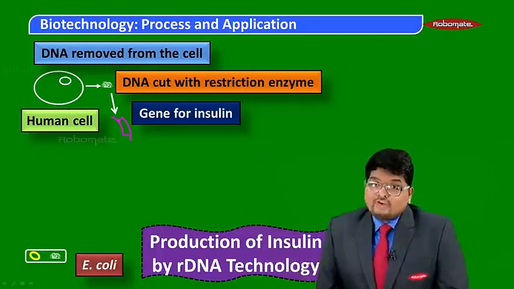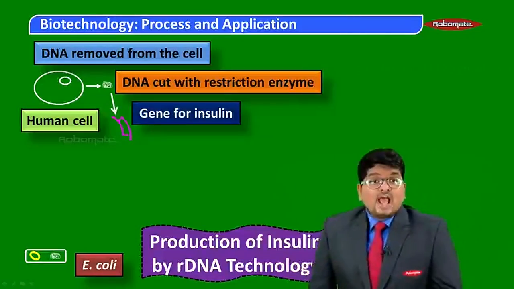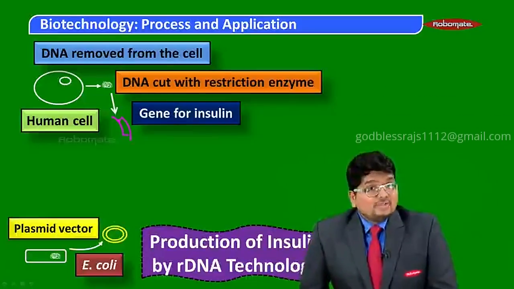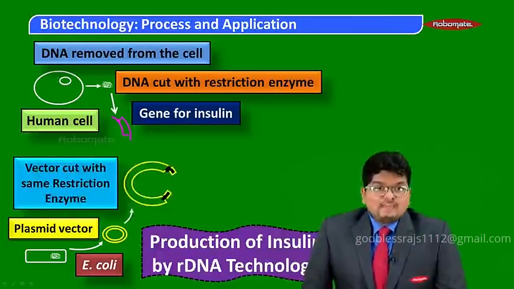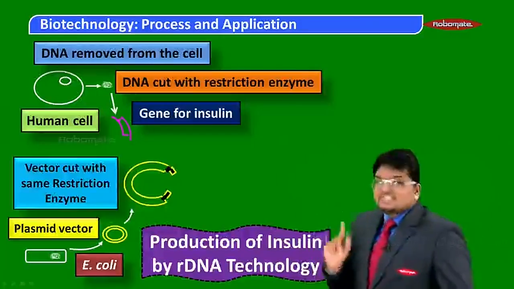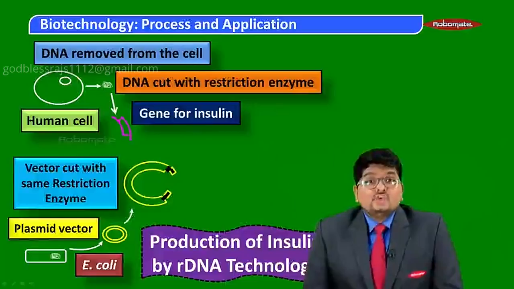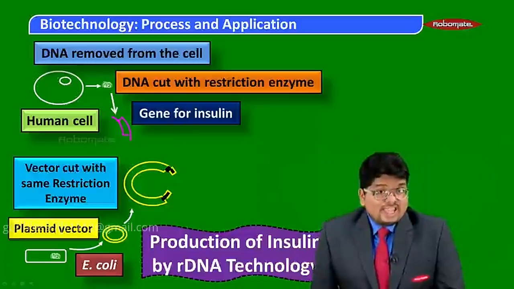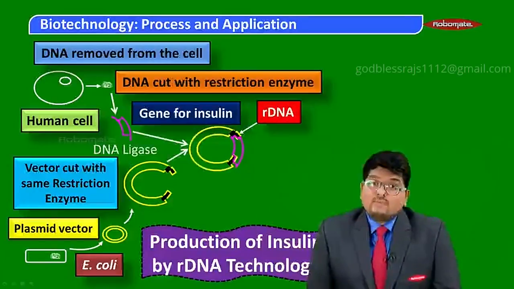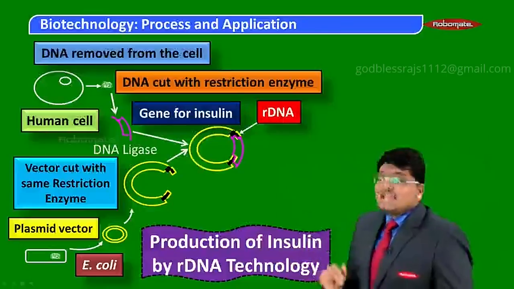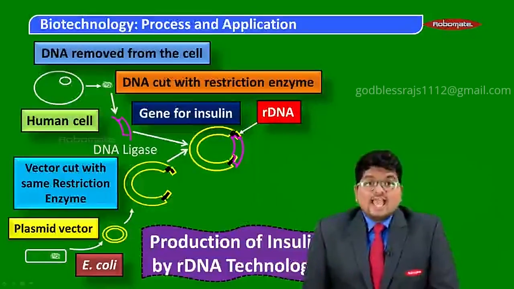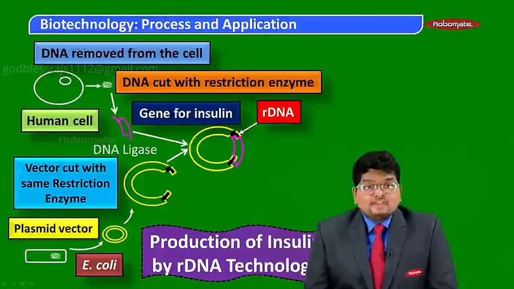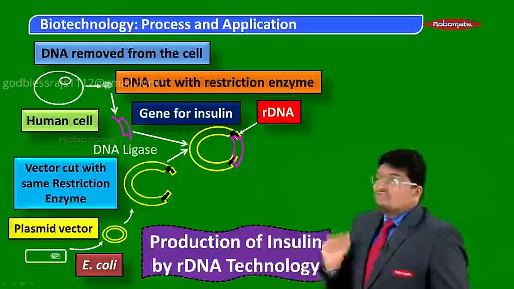Now I have here E. coli, and I isolate the plasmid vector from E. coli. And next, what will be the step? Yes, I will cut my plasmid vector with the same restriction enzyme that has been used to isolate the gene for insulin. Now I have another enzyme which will help me form a recombinant DNA molecule, which is nothing but DNA ligase. So with the help of DNA ligase, I get a recombinant DNA which is nothing but my plasmid vector or the cloning vector carrying the gene for insulin.